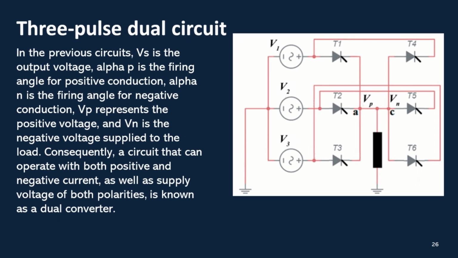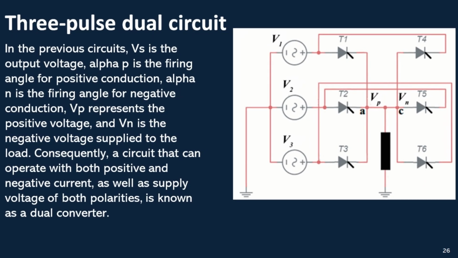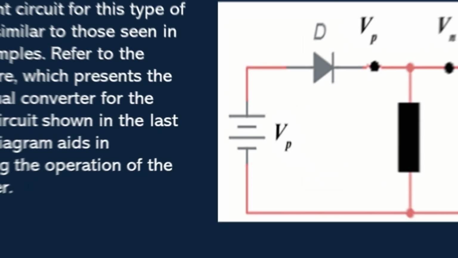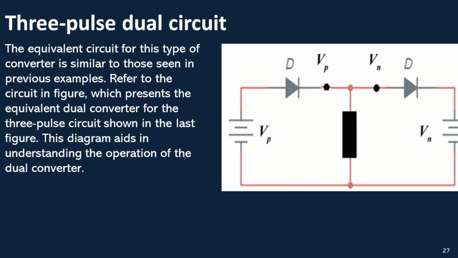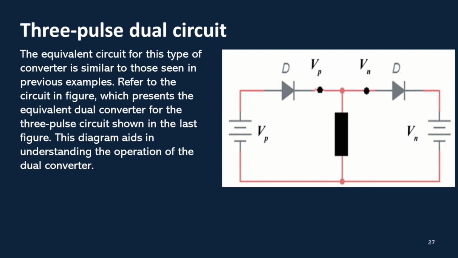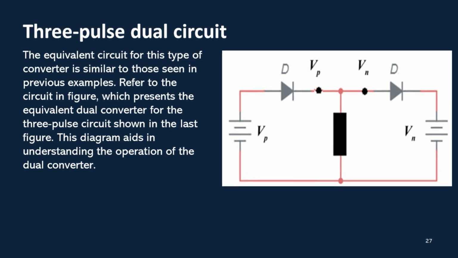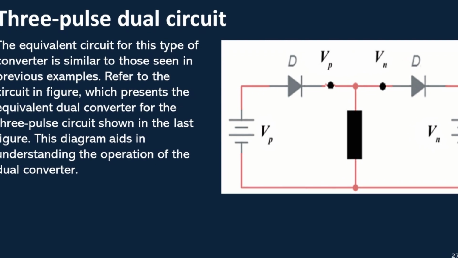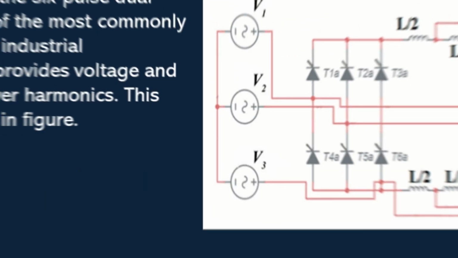Consequently, a circuit that can operate with both positive and negative current, as well as supply voltage of both polarities, is known as a dual converter. The equivalent circuit for this type of converter is similar to those seen in previous examples. Refer to the circuit in figure, which presents the equivalent dual converter for the 3-pulse circuit shown in the last figure. This diagram aids in understanding the operation of the dual converter.